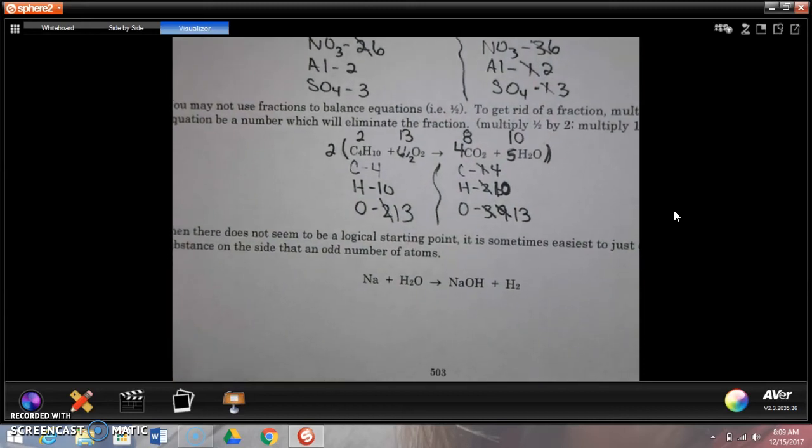So that one, you don't see that very often, but there's one kind of reaction called a combustion reaction that you will sometimes see that with. So that becomes quite useful.